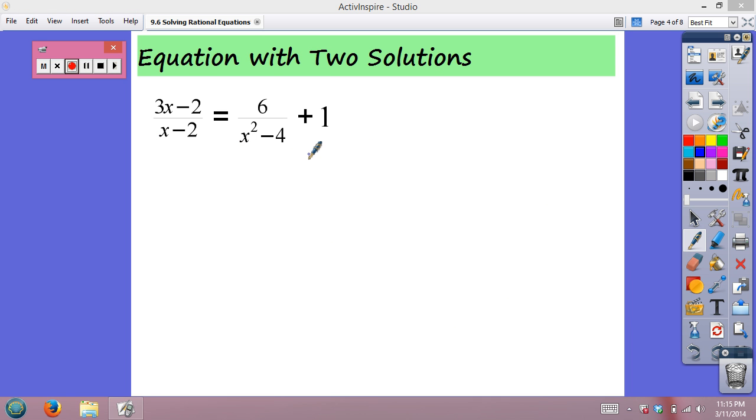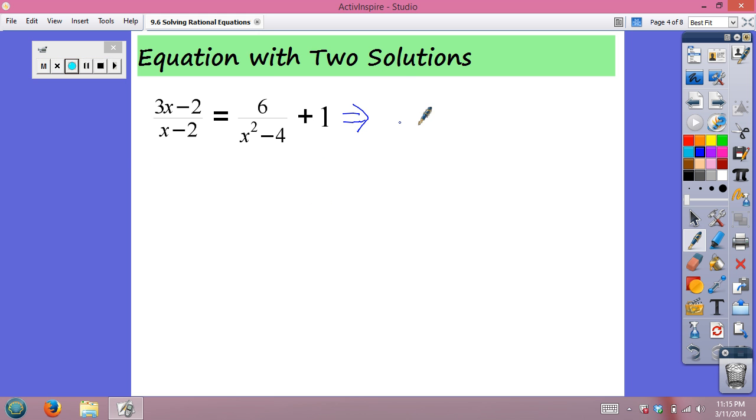In our next example, we are going to be solving an equation with two solutions. Notice we have an x squared in our denominator here, so that's sort of the hint that we're going to be getting two solutions. So first things first, as usual, we find our least common denominator, and what we want to do first is factor out this expression so that we know what we're working with.